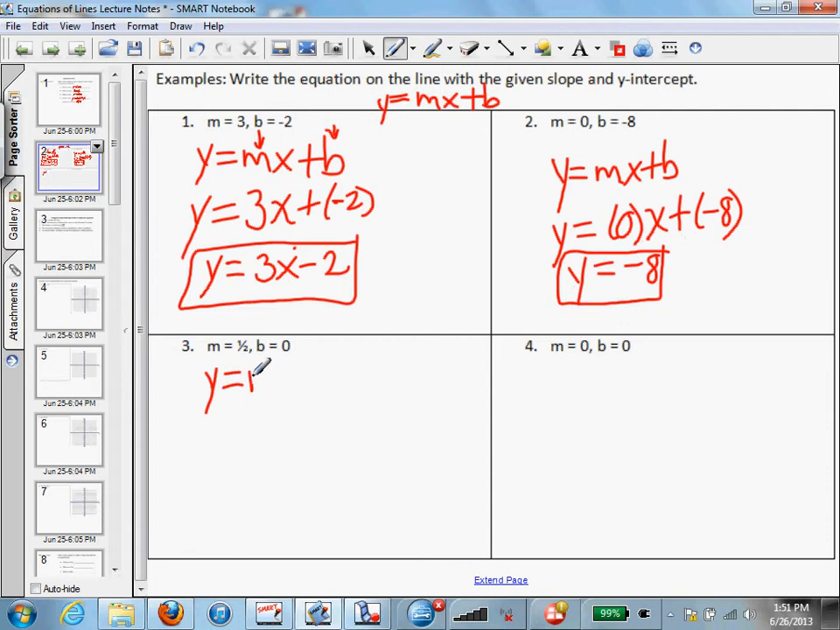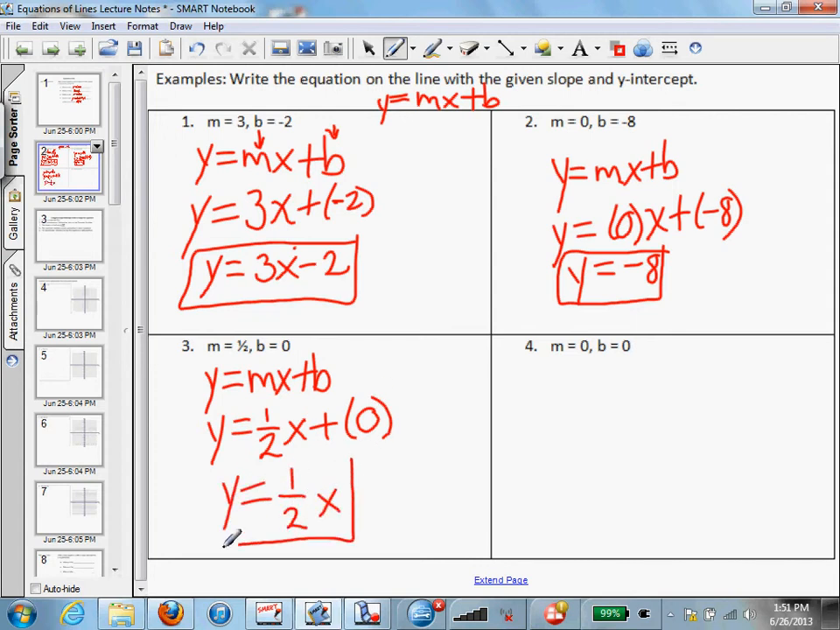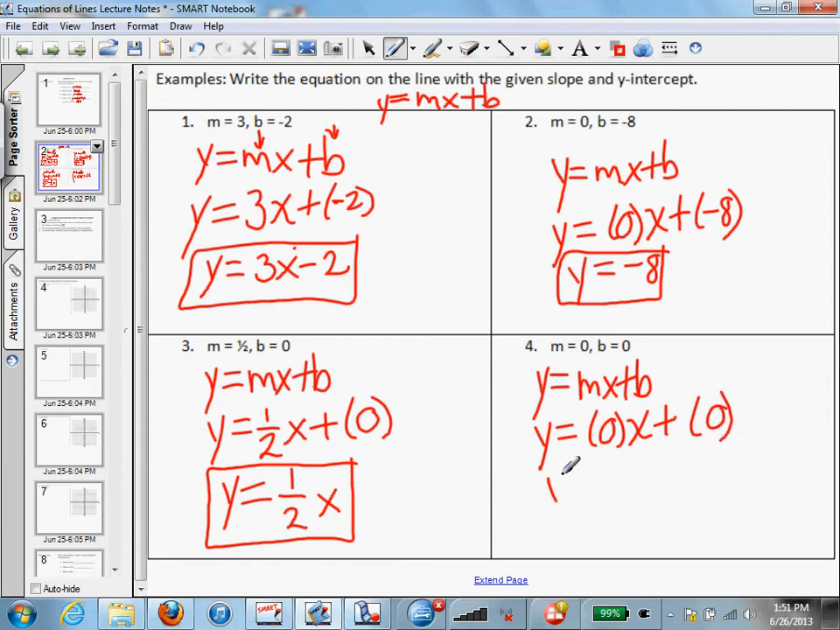With the third example, y equals mx plus b, we're going to replace m with 1/2, x plus 0 in for b, and that just simplifies to y equals 1/2 x. Okay, and finally we have example 4, y equals mx plus b. We're going to replace m with 0. We're going to replace b with 0. So when it comes down to it, y just equals 0.